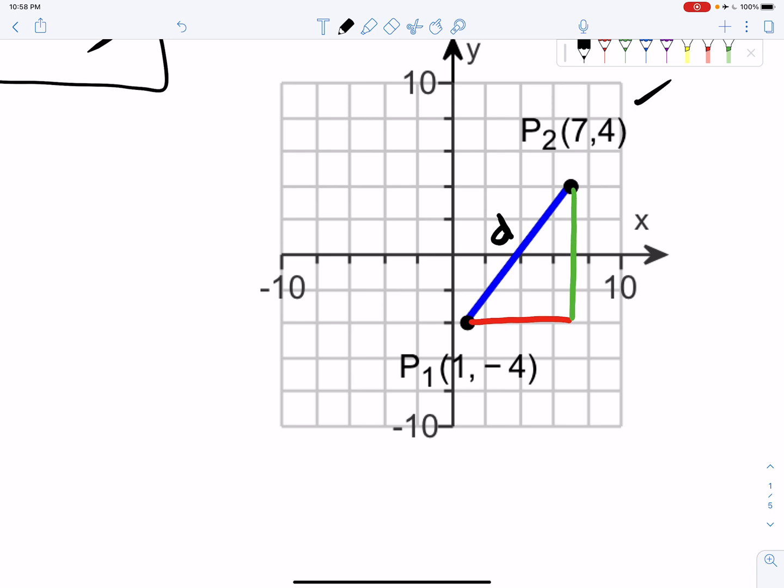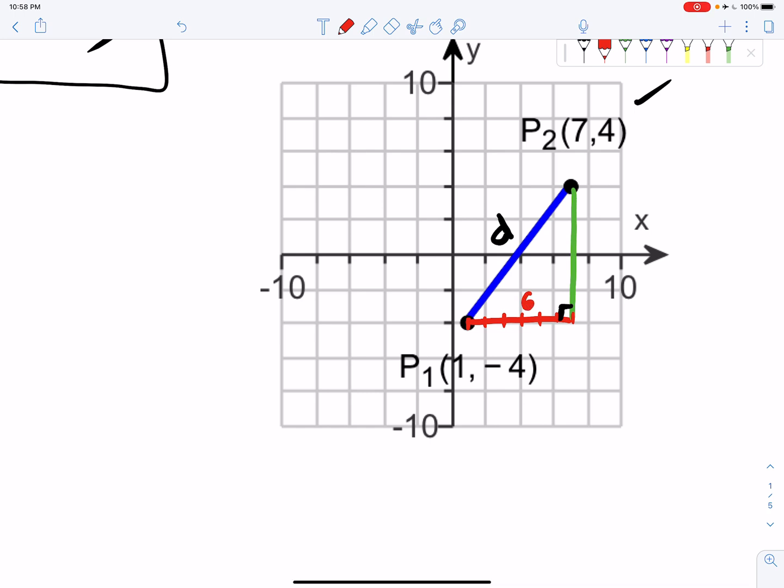And notice it forms a right angle, right? So it's a right triangle. So the question is, what's the distance of that red leg of the triangle? And remember, that is horizontal, so that's just the difference of the x's, really. But we can count it out, and I wish the scaling was better. But anyways, if we start here, we go 1, 2, 3, 4, 5, 6. So that side is 6.